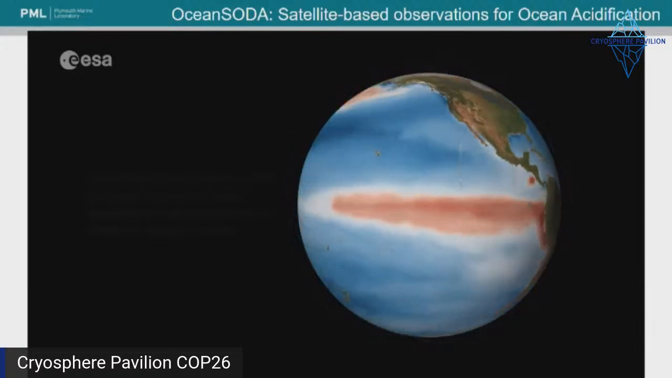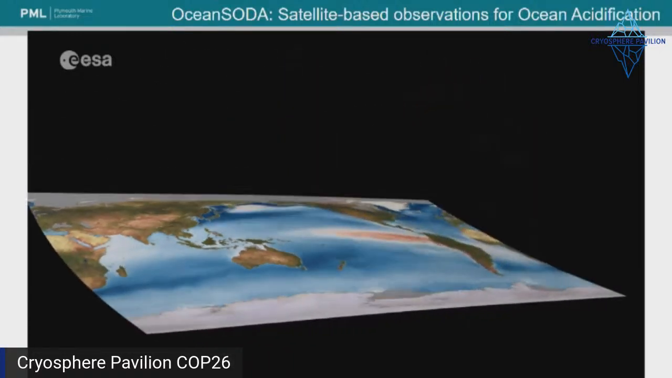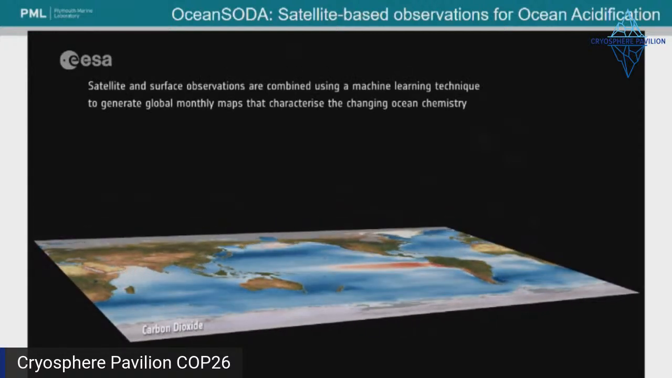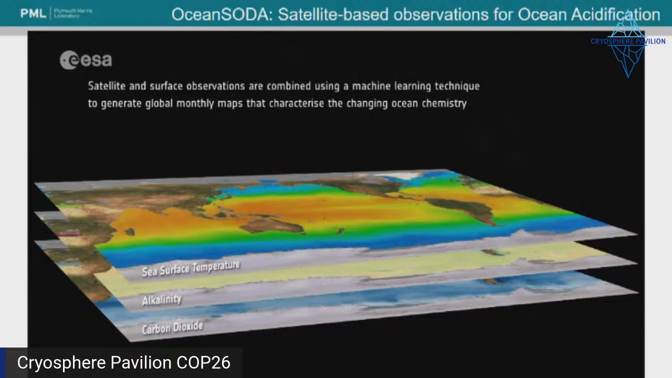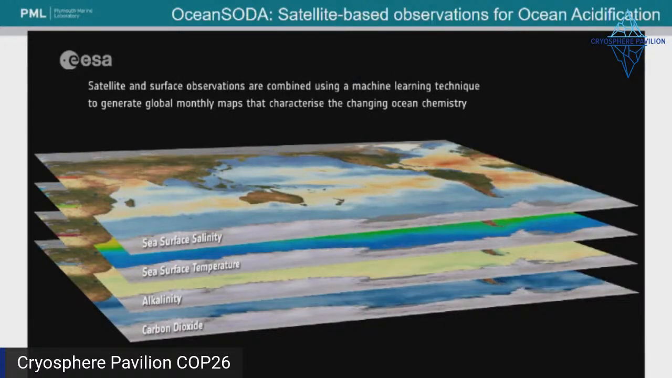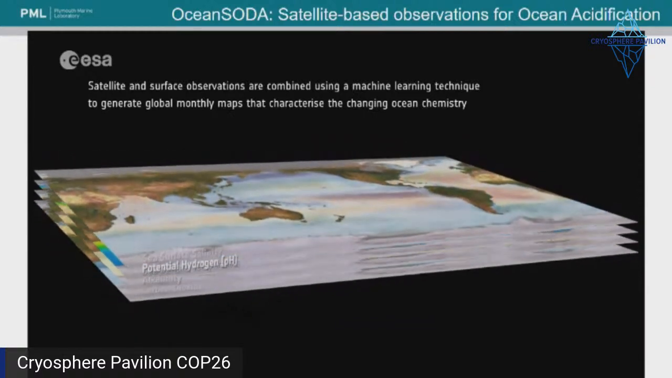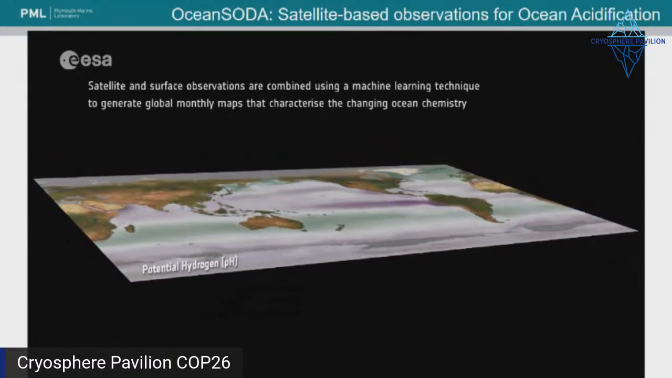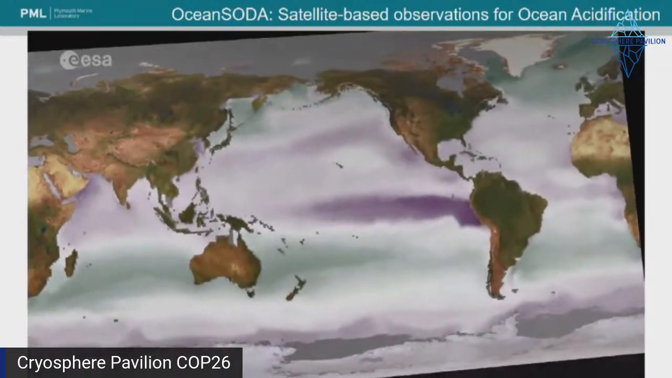Let me speed up the process a little bit here, but you can see that once we have those in place, we can start to use those satellite and surface observations and combine them in a machine learning technique to generate global monthly maps that characterize the changing ocean chemistry. So you can see the different layers of information that are generated there to look at how the hydrogen ion concentration is changing, or the pH.